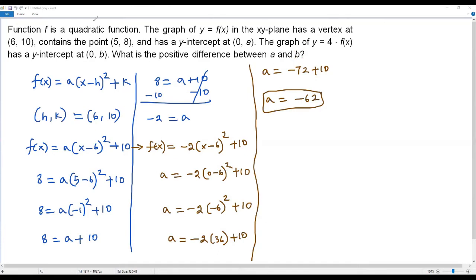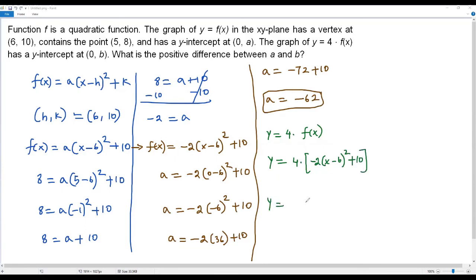To get the value of b, I'm going to consider this part of the question, that is y equals 4 times f of x. We already got the expression which is equivalent to f of x, so we can plug in this expression for f of x over here. Then I'm getting 4 times negative 2 times (x minus 6) the whole squared plus 10.